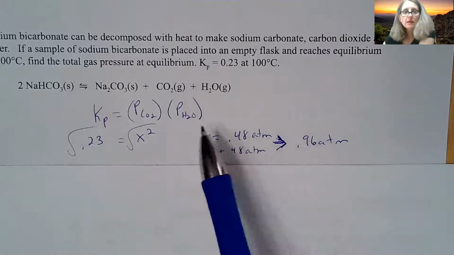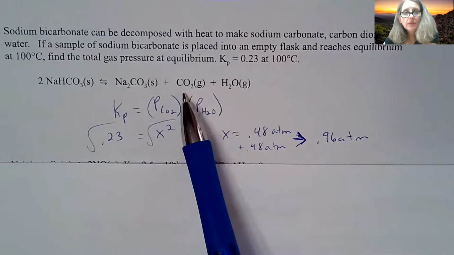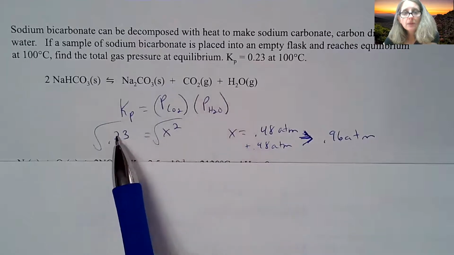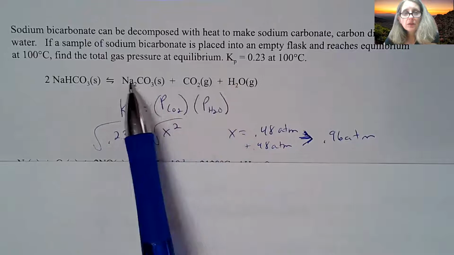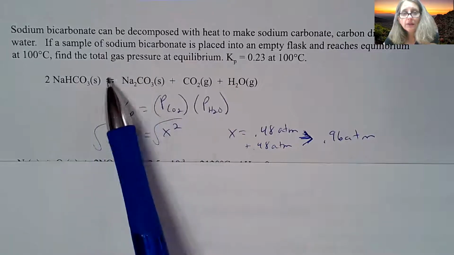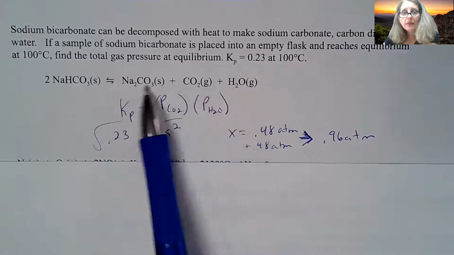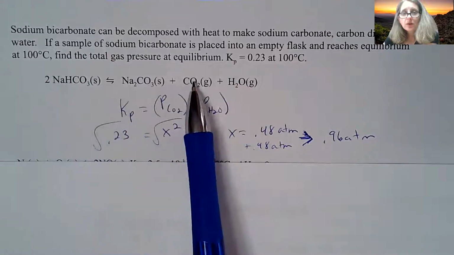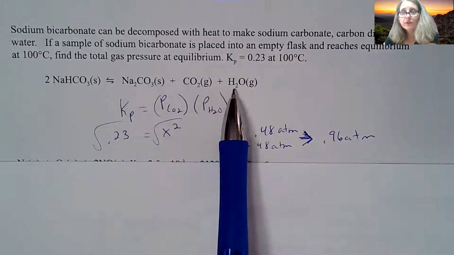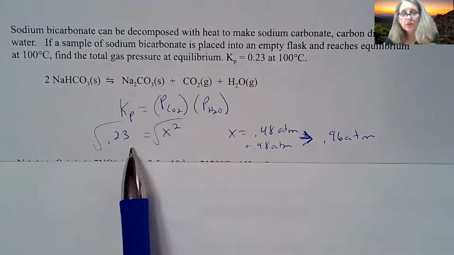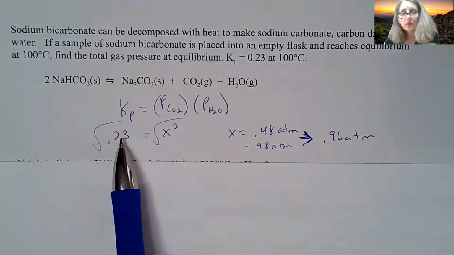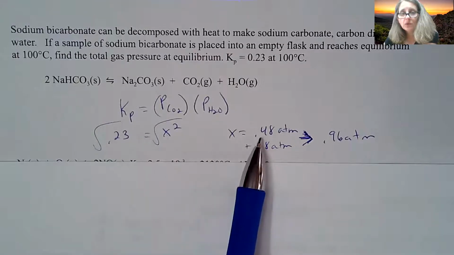Recognizing the only two gases you have here are the carbon dioxide and the water, each one of those is in a one-to-one fashion. The rest would not be part of the equilibrium because they're solids. So if I'm starting with the solid, these would start at 0 and they would go up by a factor of x. So I take x times x, which gives me x squared. Mathematically, I take the square root of the Kp to find my x, which comes out to be about 0.48 atmospheres.